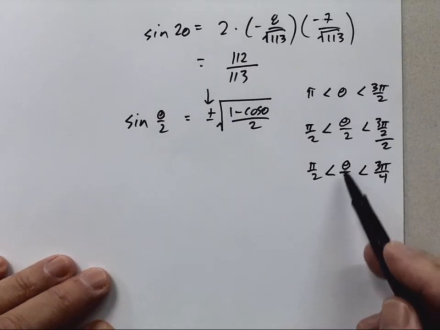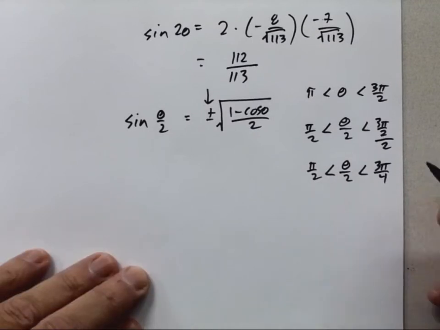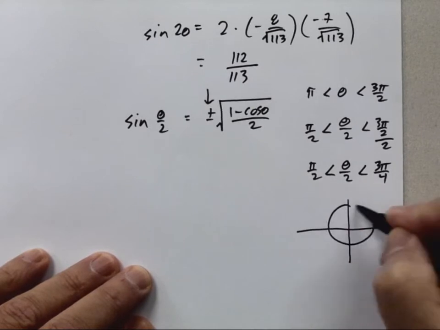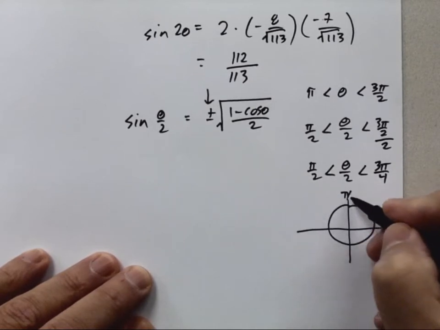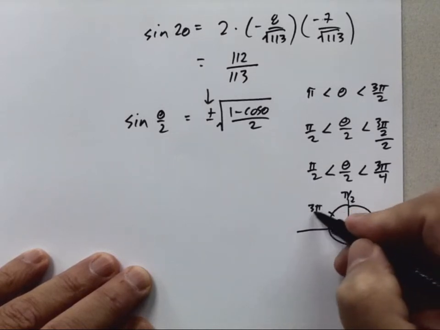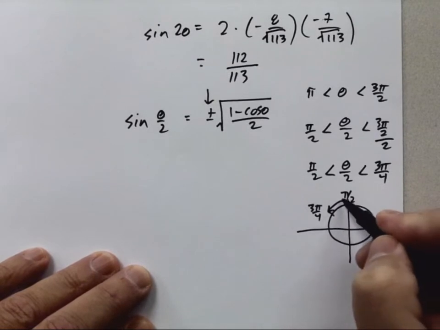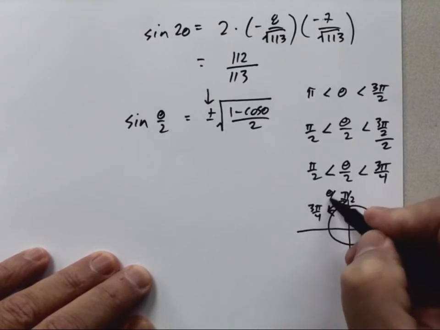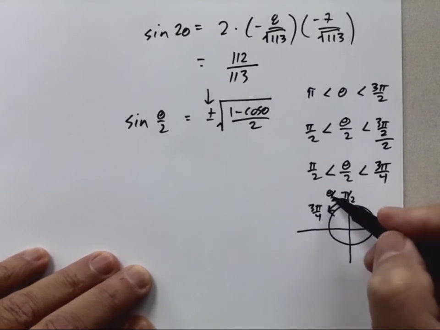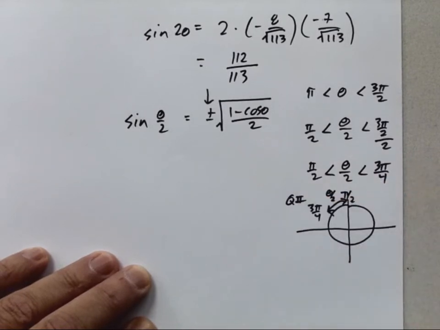So this ends up being... So now we're saying this half angle, theta over 2, is between pi over 2 and 3 pi over 4. Let's figure out where that is on our unit circle. Pi over 2 is right here. 3 pi over 4 is right here. So you know what? We've discovered this half angle is somewhere in here. What quadrant is that going to be? It's going to be quadrant 2.